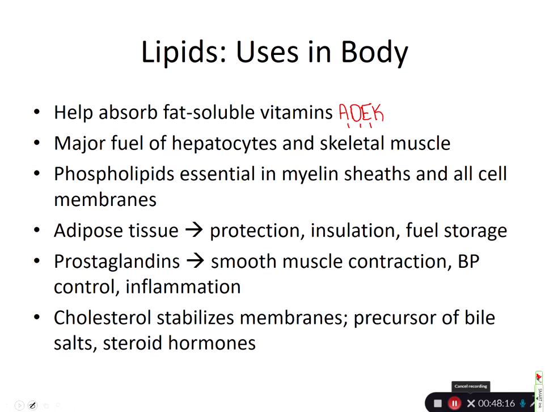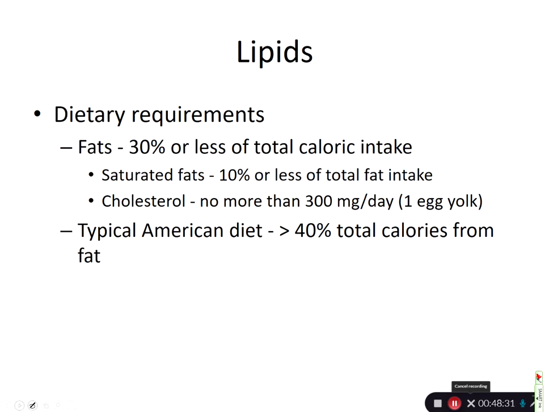Prostaglandins are lipids. These help with smooth muscle contraction. They also help with controlling your blood pressure. And then we know cholesterol is a lipid. And I already mentioned to you it is found in our plasma membrane, and it helps to stabilize that membrane. So there's a lot of uses of lipids in the body.